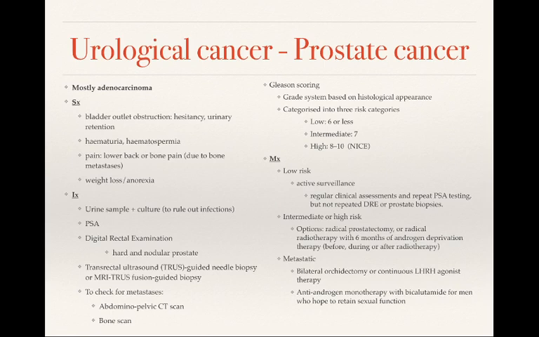In patients with metastatic cancer, you would do bilateral orchidectomy or continuous LHRH agonist therapy. However, the downside of these two treatments is that they will not retain sexual function. So for patients who hope to retain sexual function, you would do anti-androgen monotherapy.